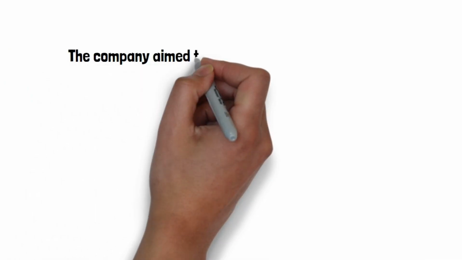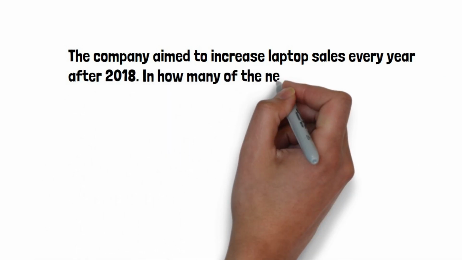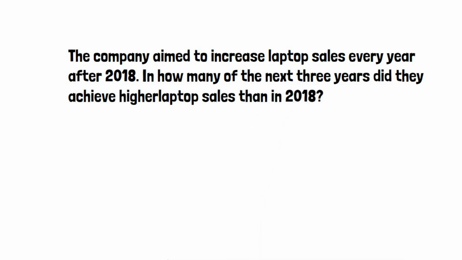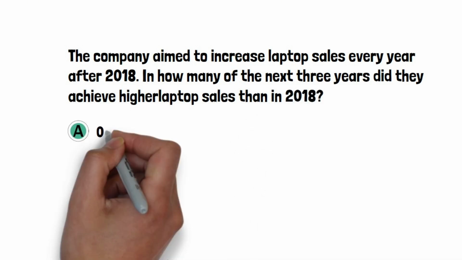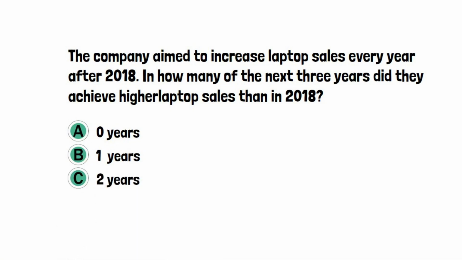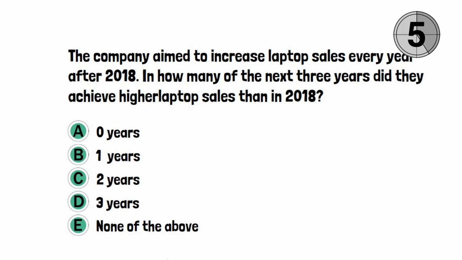Question 2. The company aimed to increase laptop sales every year after 2018. How many of the next 3 years did they achieve higher laptop sales than in 2018? A. 0 years. B. 1 year. C. 2 years. D. 3 years. E. None of the above.